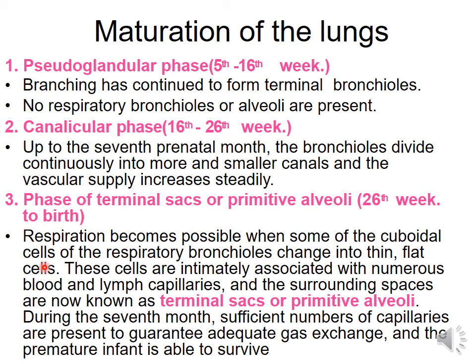Some of the cuboidal cells of the respiratory bronchioles, these are the lining cells of the respiratory bronchioles, change into thin, flat cells. They are intimately associated with numerous blood and lymphatic capillaries, surrounded by spaces known as the terminal sacs or primitive alveoli. During the 7th month, sufficient numbers of capillaries will be present to guarantee adequate gas exchange, and the premature infant is able to survive.